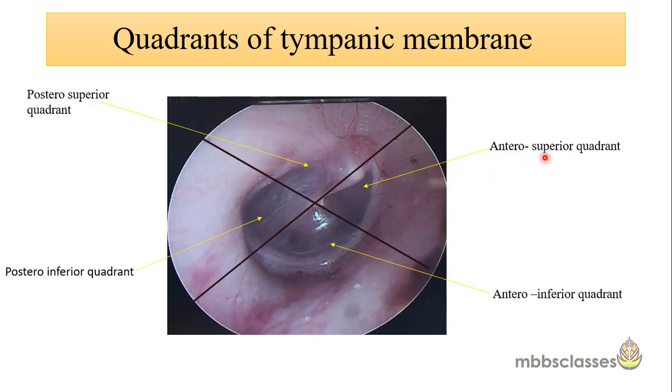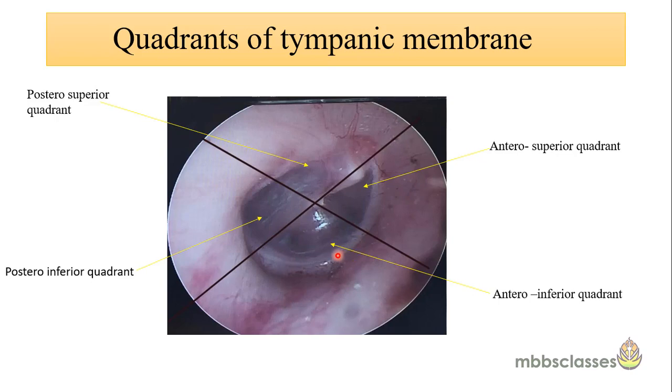The quadrants are antero-superior, this is the antero-inferior quadrant, this is the postero-superior quadrant and postero-inferior quadrant. So why is it antero-inferior? First we will look for the cone of light. This is the cone of light. That means it is the antero-inferior quadrant.